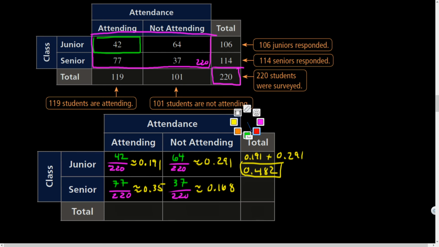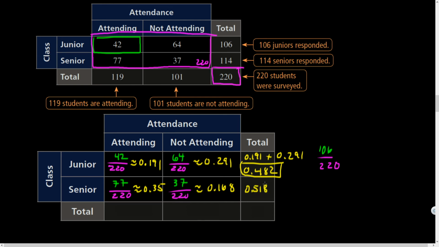Theoretically, I also could have found it by doing 106 divided by the 220. So the 106 there divided by 220. And let's see, I'm going to punch it in a calculator. And I get 0.4818, which rounds to 0.482. All right, and so there's two ways you can find it. So let's see, this one I would have added across.